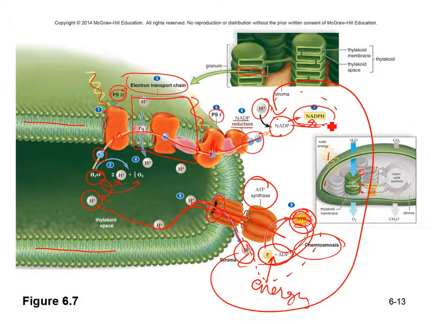So, what allows ATP to be generated during photosynthesis? The flow of hydrogen ions through ATP synthase generates enough energy to turn ADP and P into ATP, and that process is called chemiosmosis.